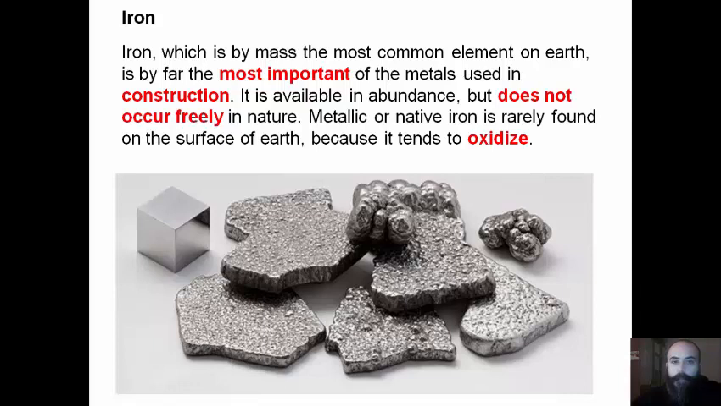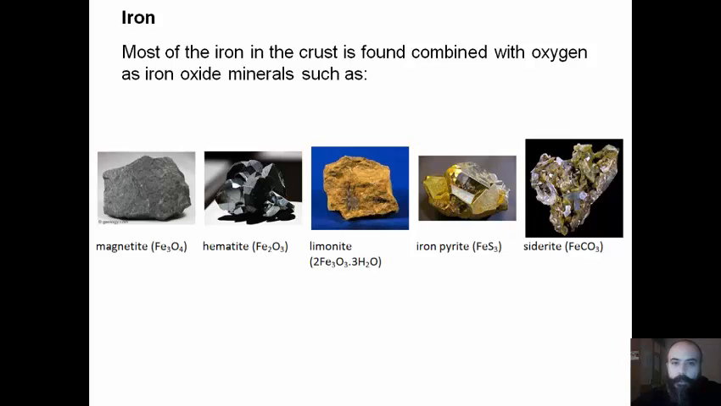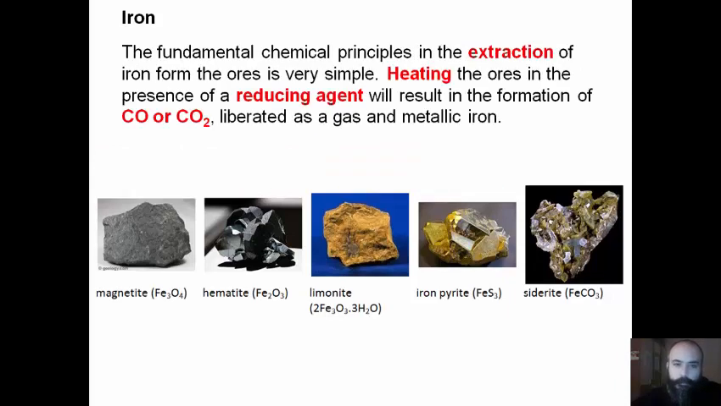Iron, which is by mass the most common element on Earth, is by far the most important of the metals used in construction. It's available in abundance but does not occur freely in nature. Metallic or native iron is rarely found on the surface of Earth because it tends to oxidize. Most of the iron in the crust is found combined with oxygen as iron oxide minerals such as magnetite, hematite, limonite, iron pyrite, siderite. The fundamental chemical principles in extraction of iron from the ores is very simple.